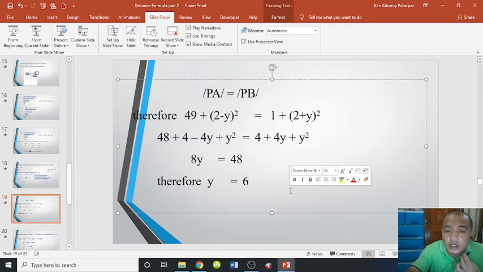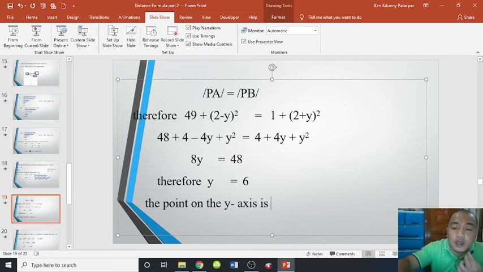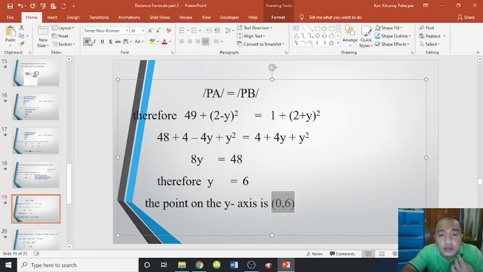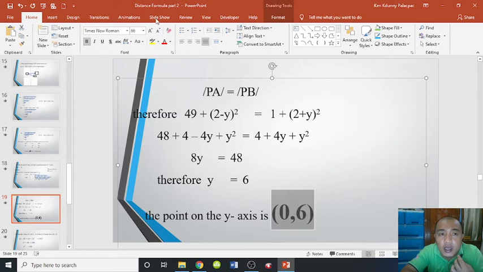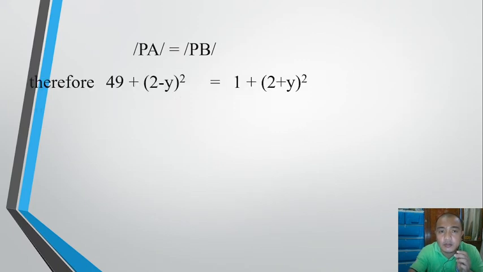Therefore, y is equal to 6. And the point on the y-axis is (0, y), which is (0, 6). This is now the answer. So this is the point that is equidistant from point A and point B. Okay, let's proceed to the next.